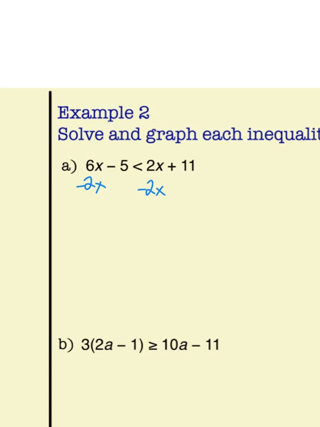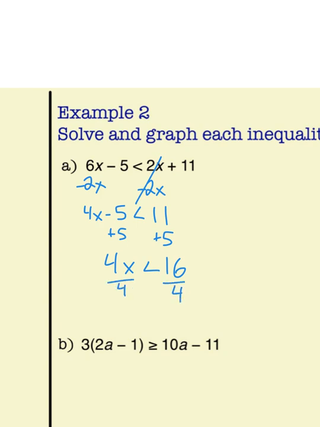So 6x minus 2x is 4x. So I have 4x minus 5 is less than, 2x's cancel out, so it's less than 11. Now I need to get all my constant terms to one side, so I'm going to add 5 to both sides. And I have 4x is less than 16. Now I divide by 4. 4 is positive, so I do not flip the sign. x is less than 4 is my answer.